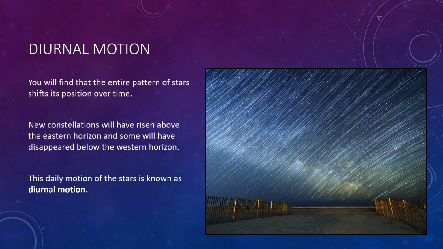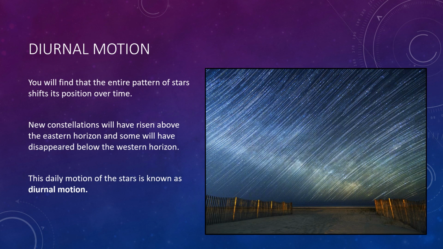So I mentioned previously that stars or patterns might move through the sky from night to night, but the actual pattern of the stars doesn't change over time. Well, if you go outside soon after dark, find a spot away from bright lights, and note the patterns of stars in the sky. And you do this again a few hours later. You will find that the entire patterns of stars, as well as the moon, assuming it's visible, has shifted in position. New constellations will have risen above the eastern horizon, and some will have disappeared below the western horizon.